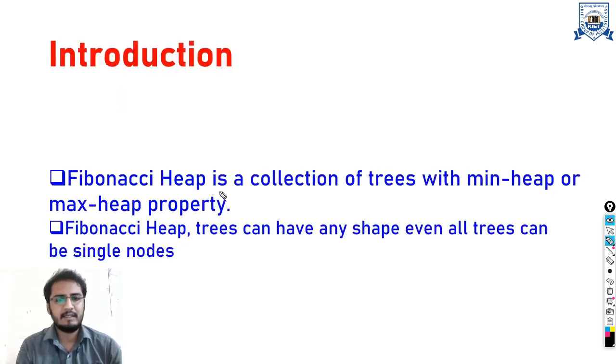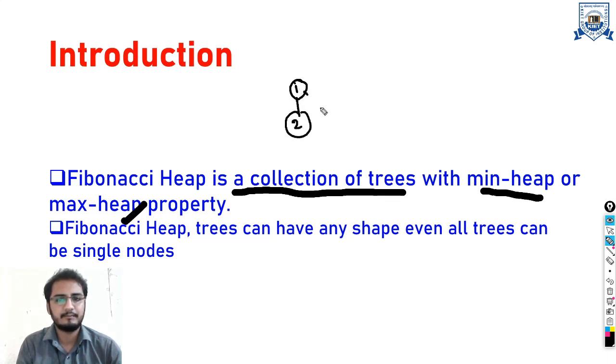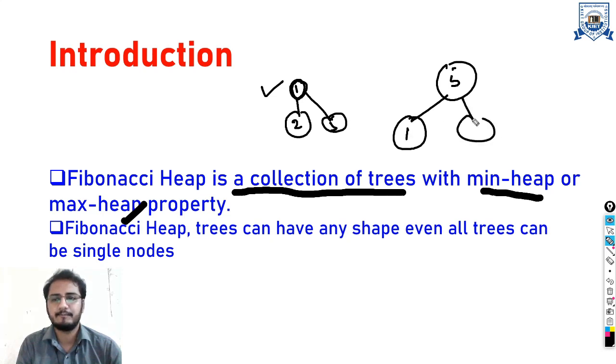Basically, a Fibonacci heap is a collection of trees with either the min heap property or the max heap property. In data structures you have already studied what a min heap is. In a min heap the parent is always smaller than the child. Here the parent node is smaller than the child node, so this follows the min heap property. If the parent node is greater than the child nodes, it follows the max heap property, and this was your min heap.